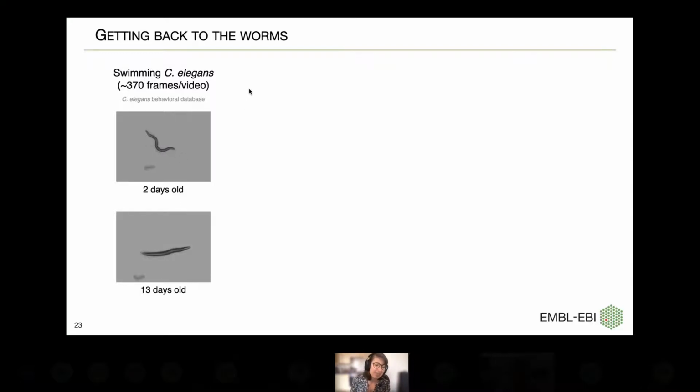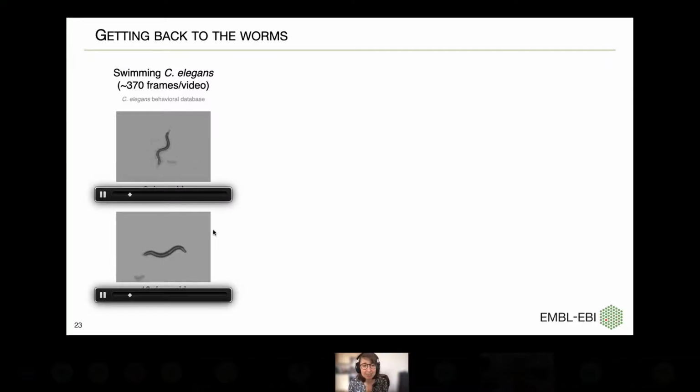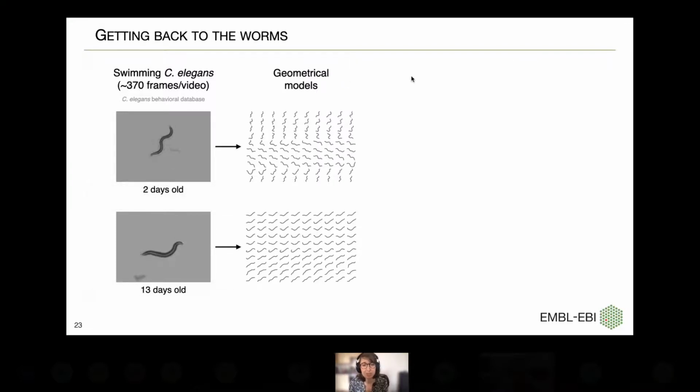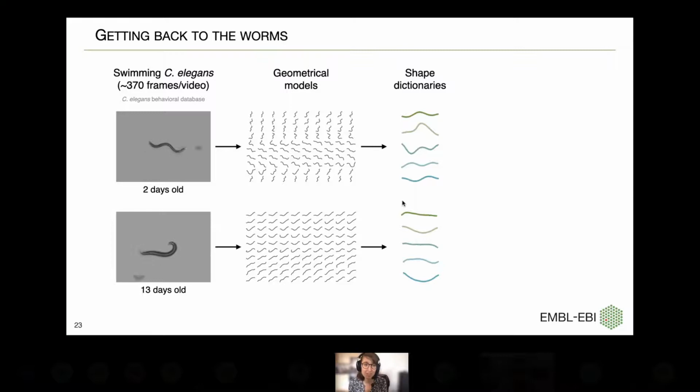What we started from is these videos of worms swimming that have different ages. These guys are younger, these guys are older. We see that there is somehow a difference in their swimming pattern. What we had done is to extract a collection of geometrical models, and we were wondering, how do we compare these shape collections? Now we have a tool that allows us to summarize this whole collection with a shape dictionary here of 5 atoms. The first thing this gives us is a very immediate way to see what kind of features in terms of morphological configurations are present in each of these collections.